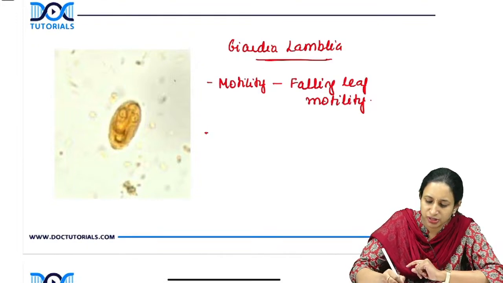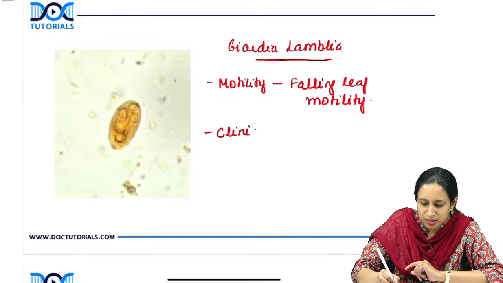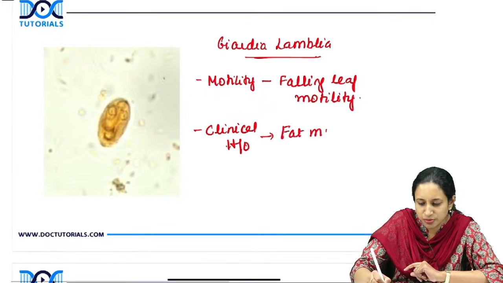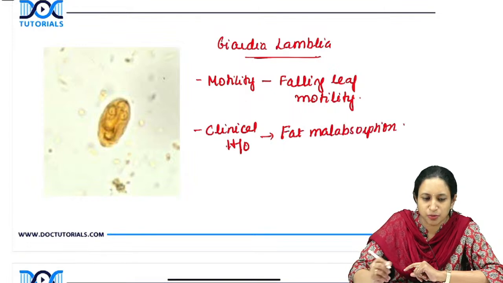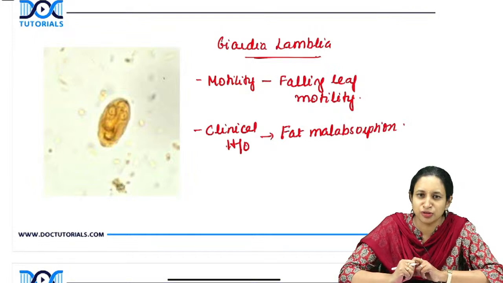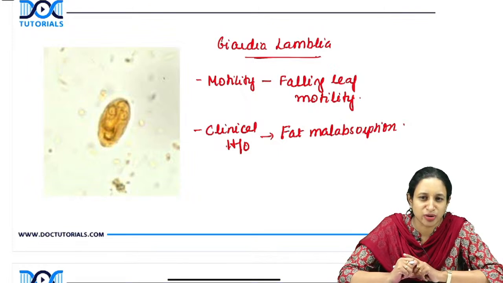And when it comes to the clinical history, please remember this is responsible for fat malabsorption. Giardia is responsible for malabsorption, a very typical finding that you see. Very good. It is falling leaf motility. And the clinical history, the most significant one that you have to remember, especially in the pediatric age group, is fat malabsorption.